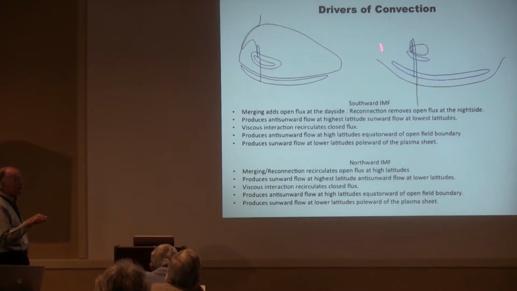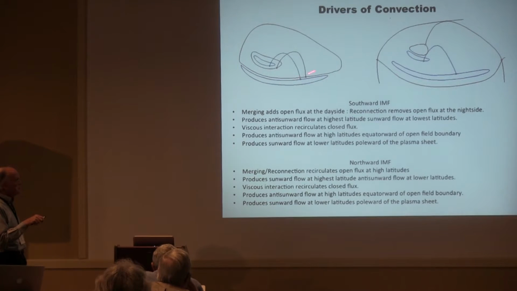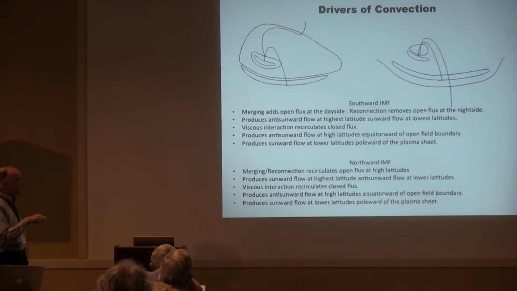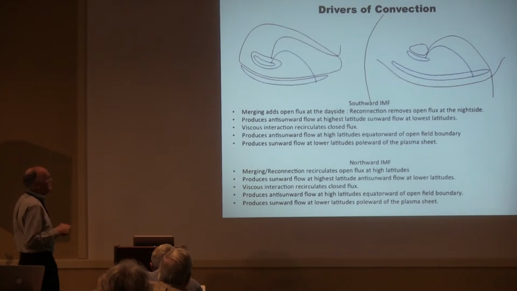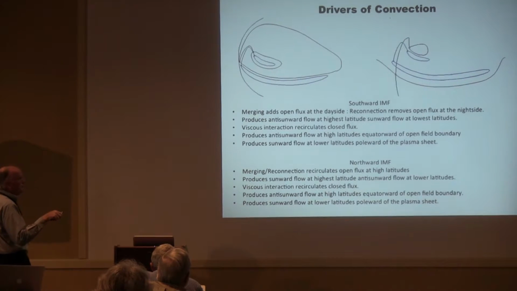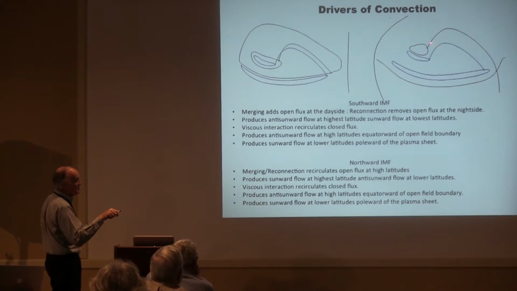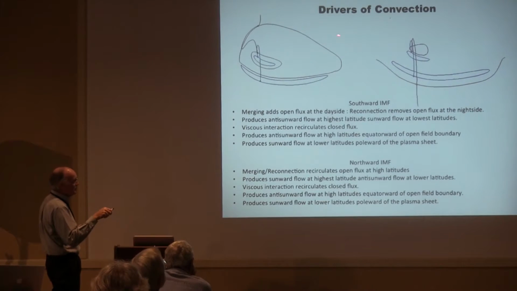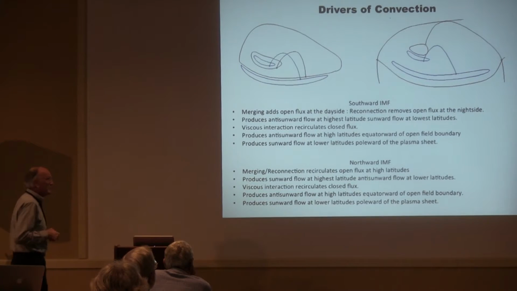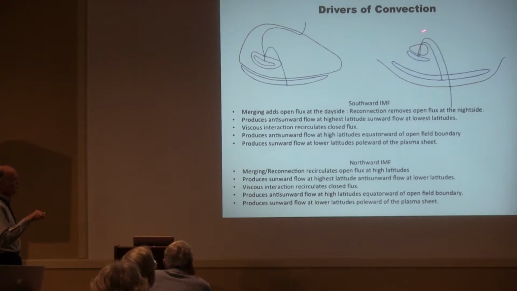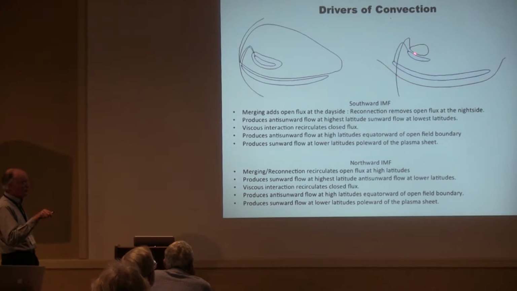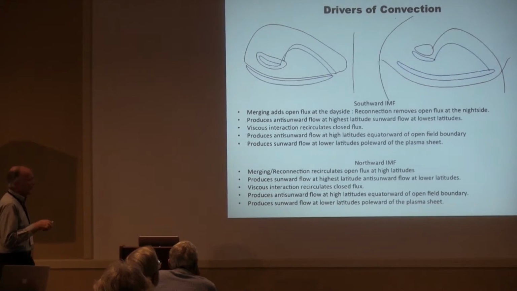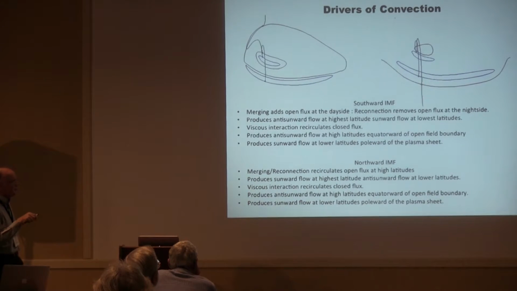Merging and reconnection is shown in red, and this circulation cell in the viscous boundary layer is in blue. And for northward IMF, the draping of the magnetic field in the magnetosheath produces a merging region that's attached to the night side here, and the passage of the interplanetary magnetic field around the planet, around the magnetosphere, causes a recirculation of open flux. And this viscous interaction, this viscous cell, of course, continues, and could be modified by interplanetary magnetic field conditions.